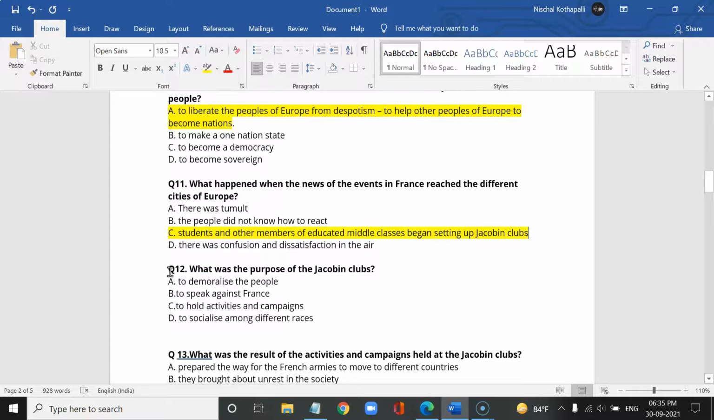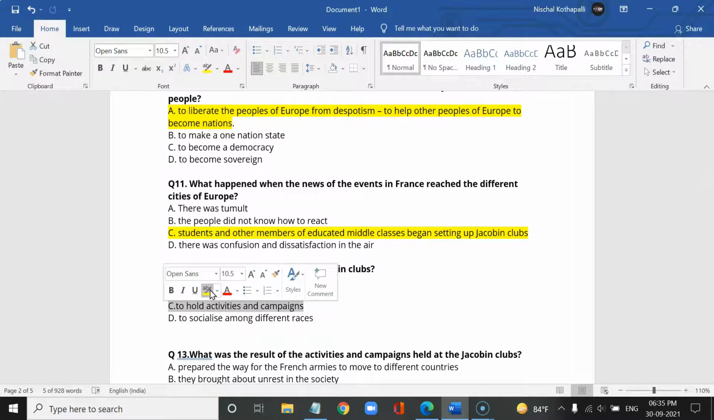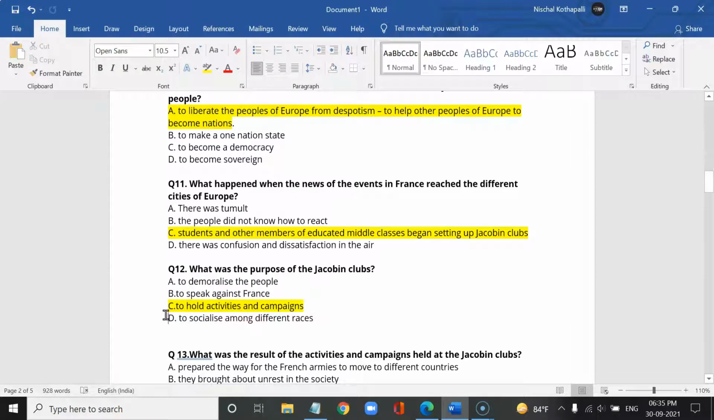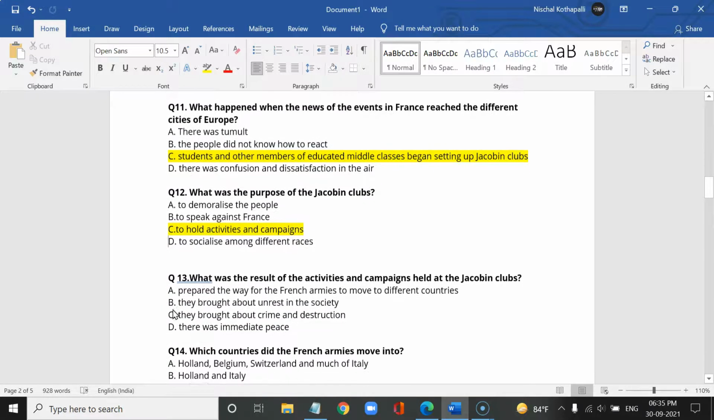So next, what was the purpose of the Jacobin clubs? To demoralize the people, to speak against France, to socialize among different races. Again, same logic can apply here. Demoralize, speak against, socialize among different races. The only one that makes sense here is to hold activities and campaigns. And we even remember from last year, in 9th grade, in the French Revolution, we already read about the Jacobin clubs. And we know that they held activities, campaigns, and promoted equality. So obviously the answer is option C.